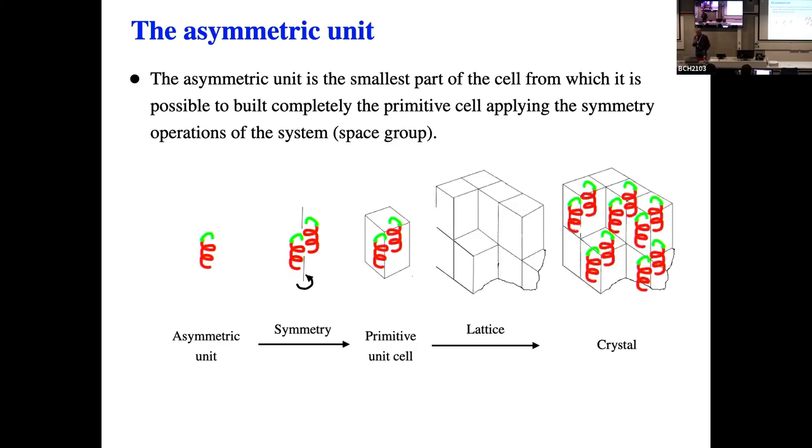The other thing that we want to take advantage of is the symmetry of the system. Each unit cell itself can have some symmetry inside, so you can define an asymmetric unit cell. Once you apply the symmetry to that asymmetric unit cell, you recover the primitive unit cell, and then thanks to the lattice parameters, you can get the full crystal.